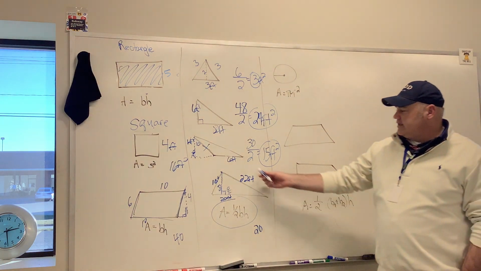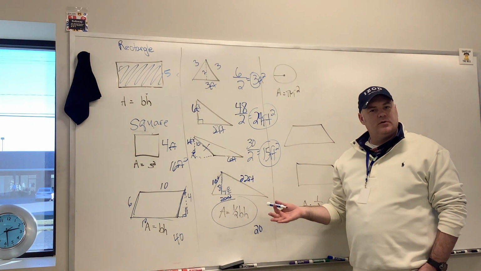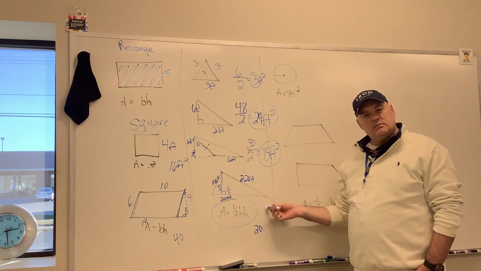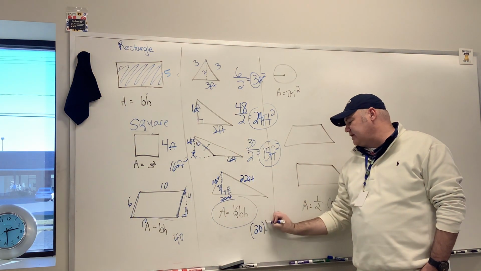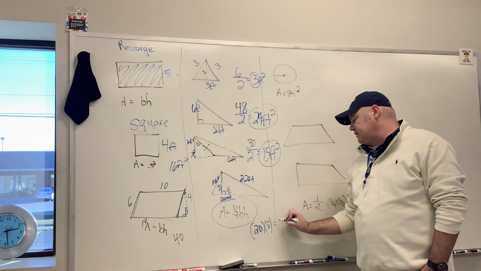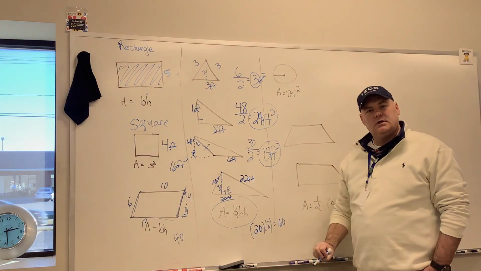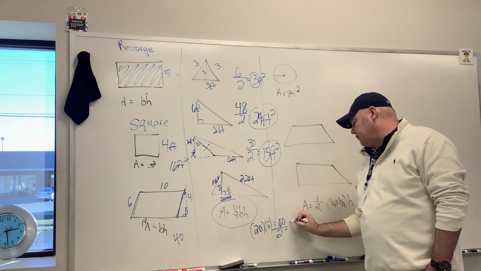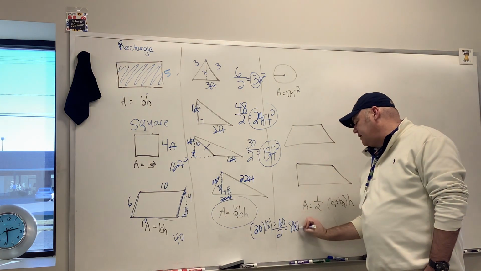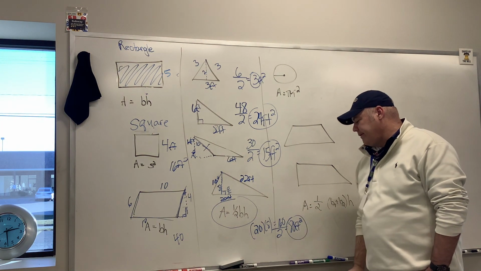So we've got all these numbers, we need to know which ones to multiply. Well, base is 20, height is 8. That's the only two that I need. 20 times 8, which is 160. Okay, and I'm going to divide it by 2 at the end, because it's a triangle. It's 80 feet squared.